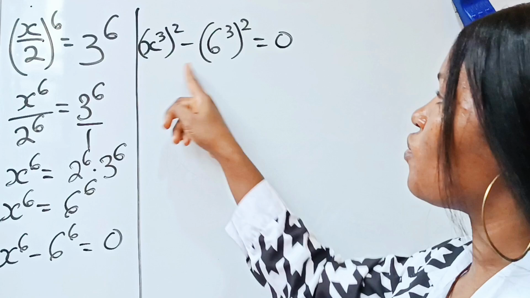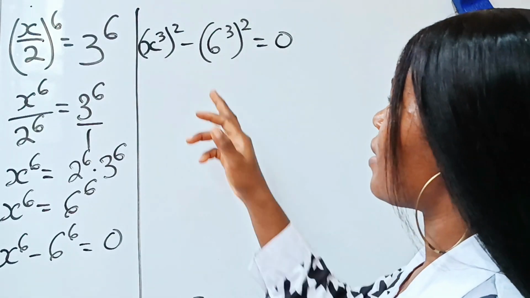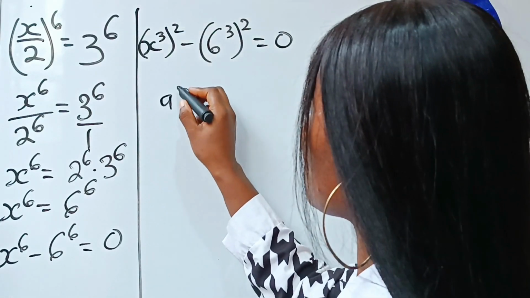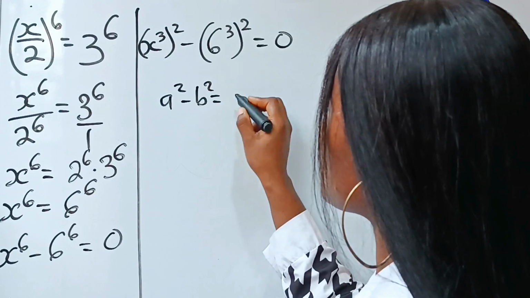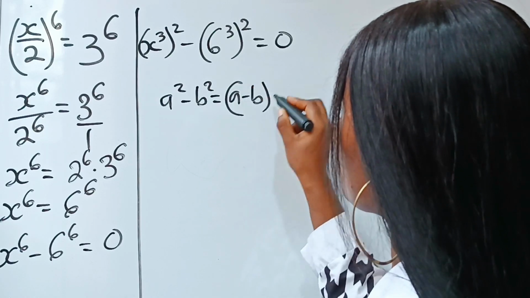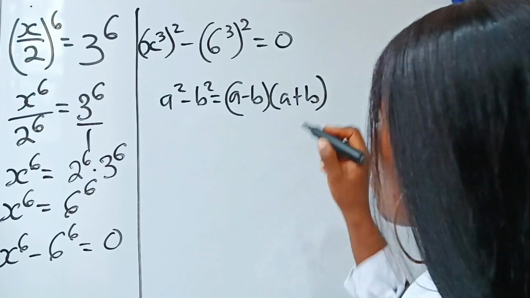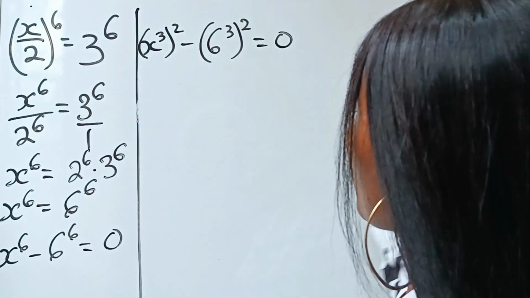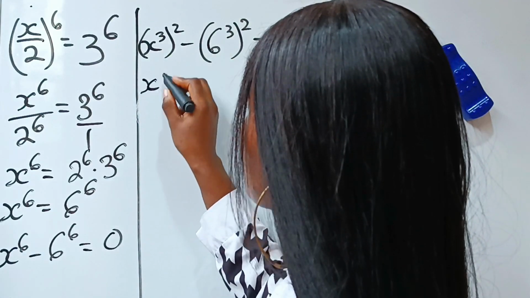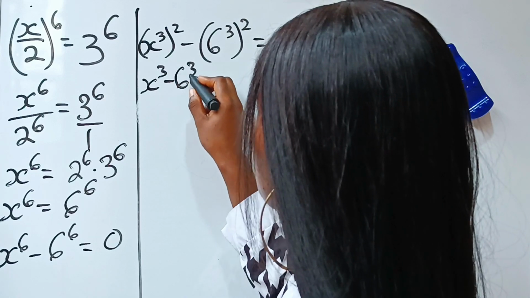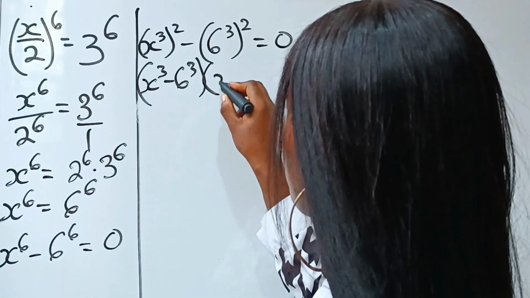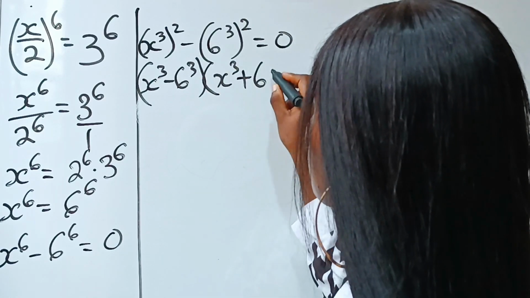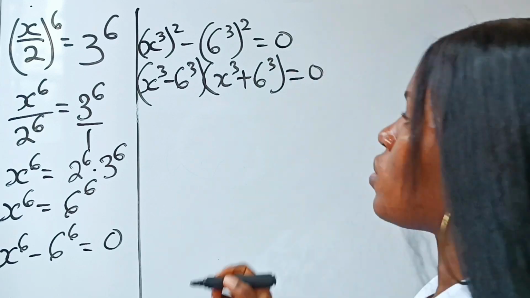The essence is that I want to form a difference of two squares. Now that I have it, recall that a squared minus b squared is equal to a minus b multiplied by a plus b. All right, so we are going to express this in this way. Therefore we can write this as x to the power of 3 minus 6 to the power of 3 multiplied by x to the power of 3 plus 6 to the power of 3 is equal to 0.